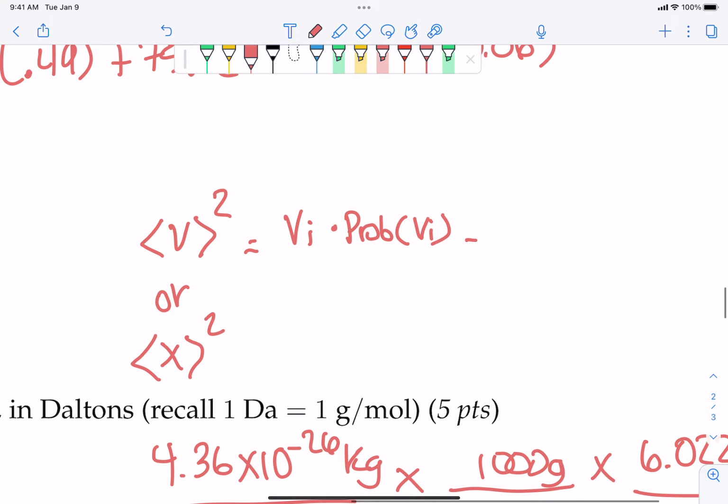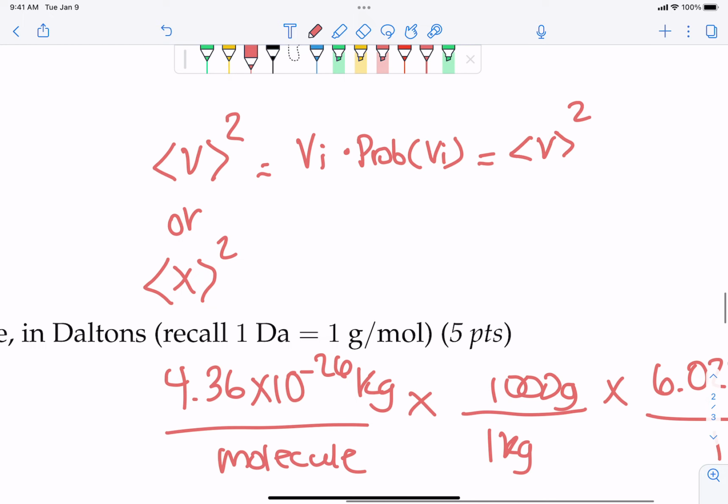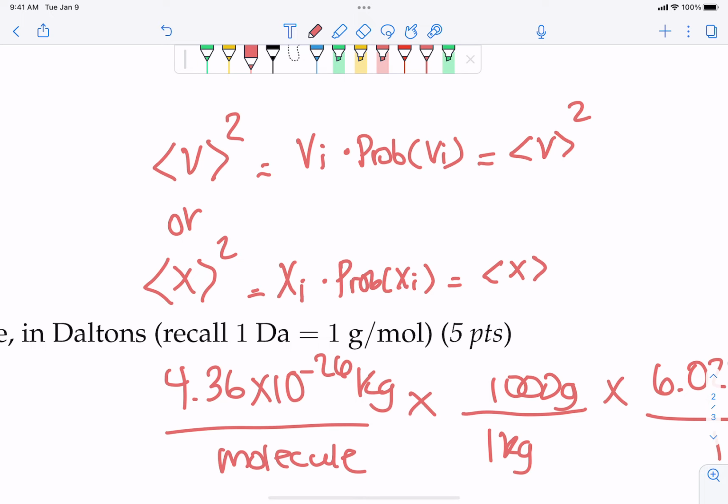And then at the very end, whatever average speed I get, I'm going to square that. So if my average speed is 10 meters per second, I square it and I get 100, or in that case 100 meters squared over seconds squared, but you get the idea. Same thing for position or distance. I have my distance times the probability of each one, and then at the very end I take my average distance and square that. So if my average distance is 3 meters away, I square it, I get 9 meters squared.